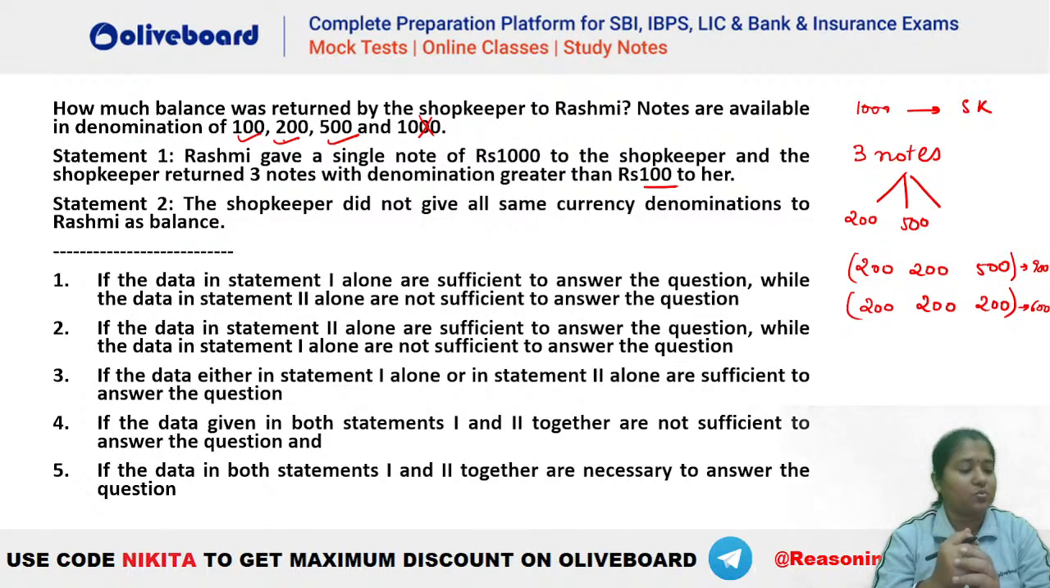Now statement number 2. What is statement number 2 saying? The shopkeeper did not give all same currency denominations to Rashmi as balance. That means it cannot be all 100, all 200, or all 500. Using only statement 2 is also not possible, because it is just saying that the shopkeeper did not give all same currency denominations. It can be 100, 200, 500. It can be 200, 500, 100. We do not know. It can be two notes, it can be three notes. We do not know how many currencies are given to her. So 2 alone is not going to help us out.